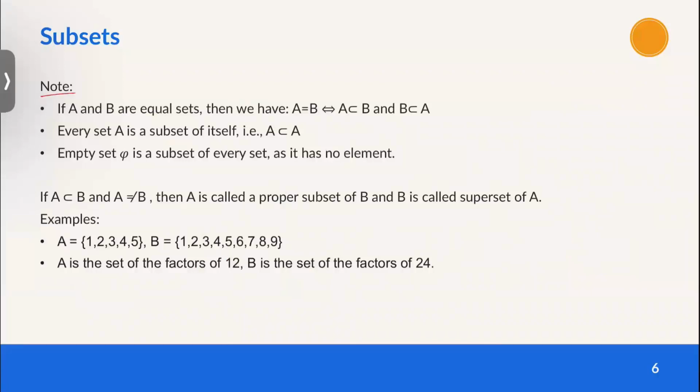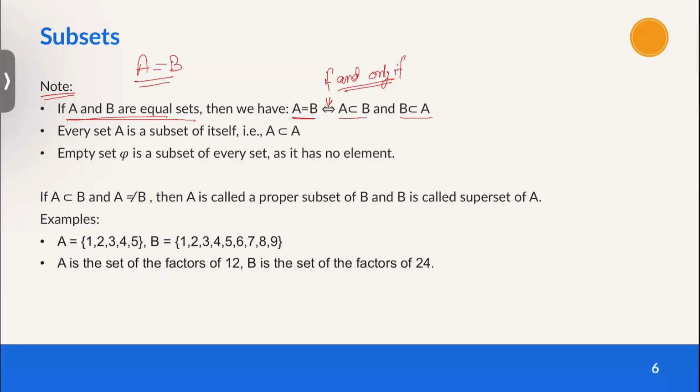Now there are a few things to note. If A and B are equal sets, and we defined what equal sets are in the first slide, A equals B, we denote it like this. Then this thing must hold. This says if and only if, right? A equals B if and only if A is a subset of B and B is a subset of A.